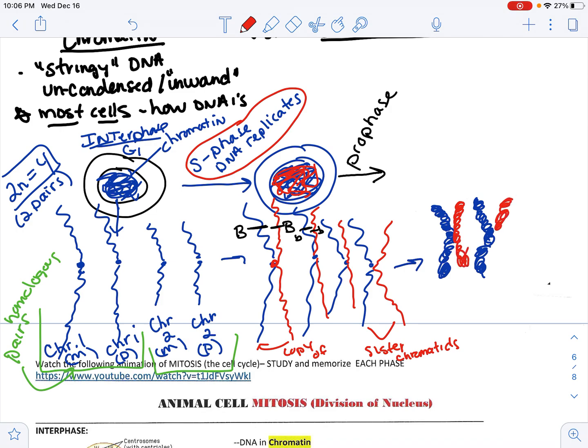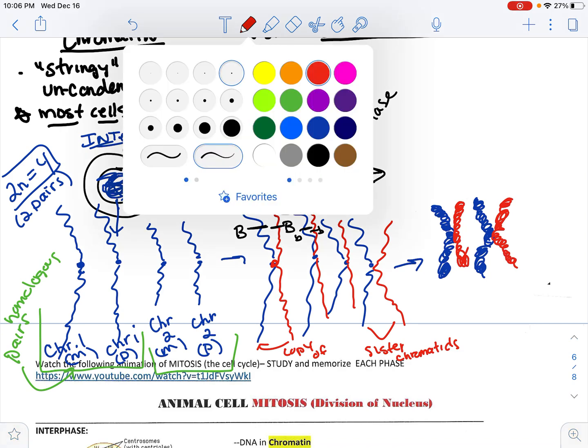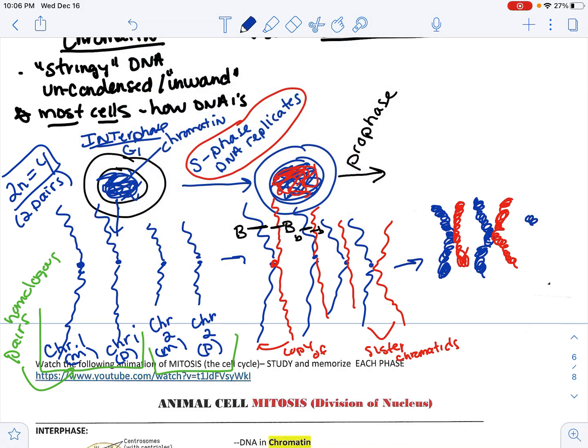Do those look like X's? Not really, sorry. Those should look X-y. Okay. And then the other ones, whatever, were a little smaller.